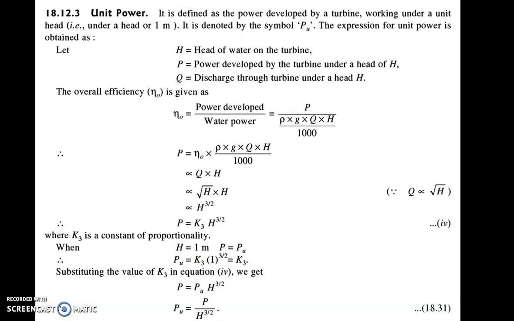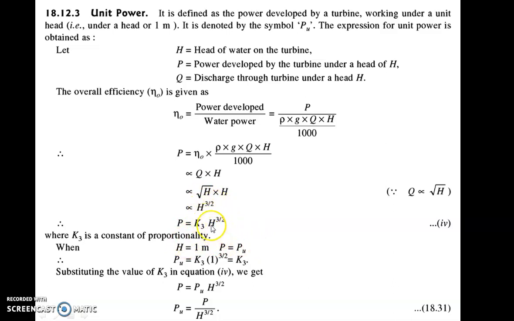Similarly, unit power is defined as the power developed by the turbine working under unit head, under 1 meter head. It is denoted by PU. Now here, power is directly proportional to QH, and Q is directly proportional to root H. But here P is directly proportional to root H into H. So P is directly proportional to H raised to 3 by 2. That's why P is equal to K3 into H raised to 3 by 2.